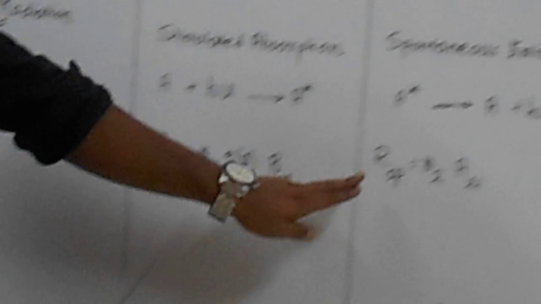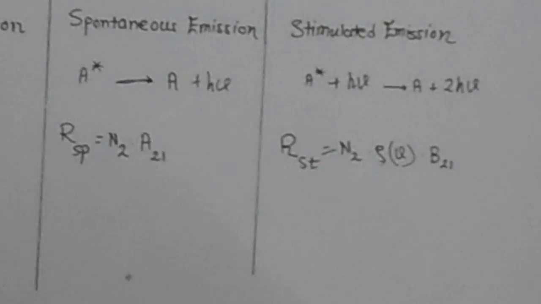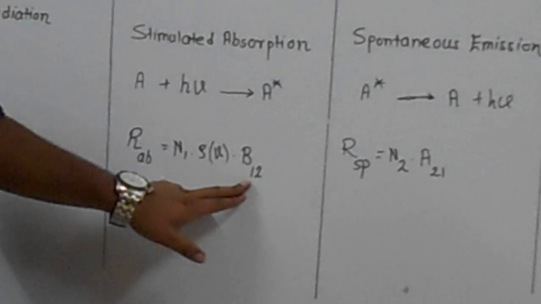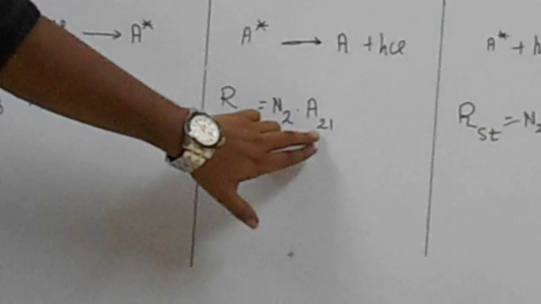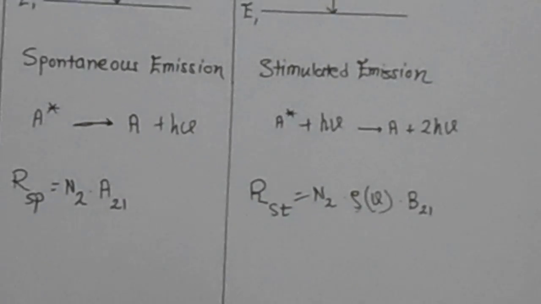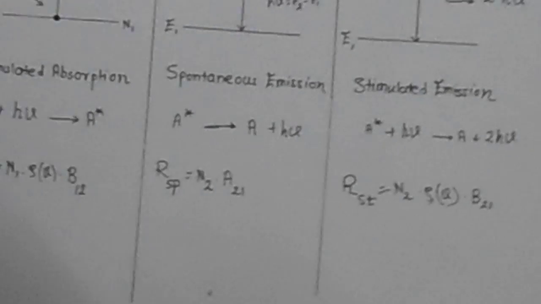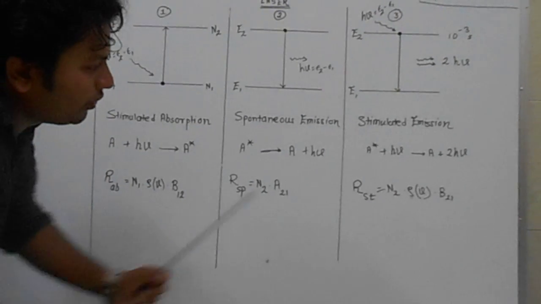So likewise we have 3 rate equations: rate for absorption, rate for spontaneous emission and the rate for the stimulated emission process. What is B suffix 12? Einstein's coefficient for stimulated absorption. What is A suffix 21? Einstein's coefficient for spontaneous emission. And what is B suffix 21? This is the Einstein's coefficient for stimulated emission. We require all these 3 equations, that is the equations for the rate, in order to derive the relation between the Einstein's coefficients.